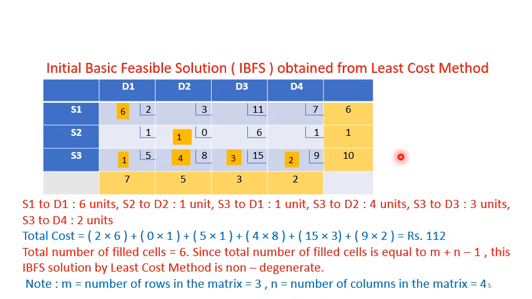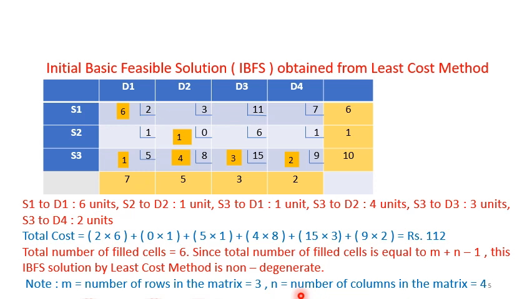And also you can see the total number of filled cells: 1, 2, 3, 4, 5, 6. The total number of filled cells is 6 here. So since the total number of filled cells is equal to the m plus n minus 1 condition, this IBFS solution by least cost method is non-degenerate. M is the number of rows, which is 3, and n is the number of columns, which is 4. So in this problem the solution is non-degenerate, and you can also see the difference between the northwest corner rule and the least cost method.